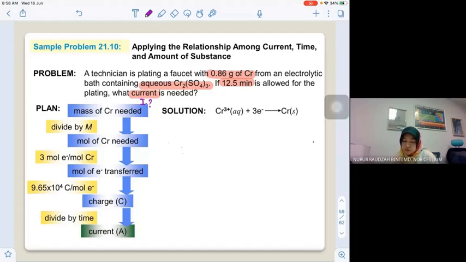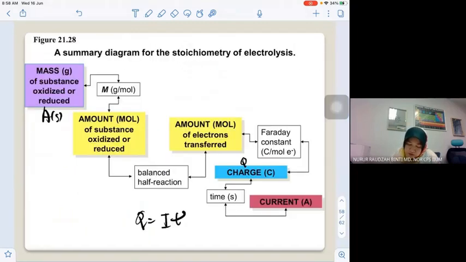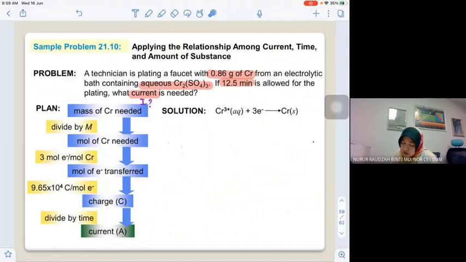If we look back at our diagram here, we have a mass of the substance that is reduced, which is chromium. From the mass, we need to calculate its mole. From the number of mole of the chromium, we then calculate the number of mole of the electron transferred. From the number of mole of electron transferred, we apply Faraday's constant and calculate the charge. And then from the charge, with the time that is given just now, 12.5 minutes, we will calculate the I, the current.